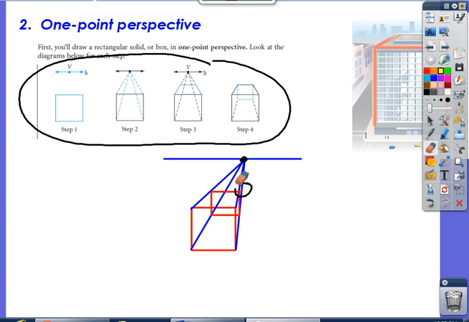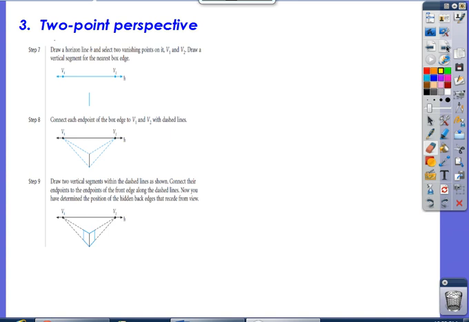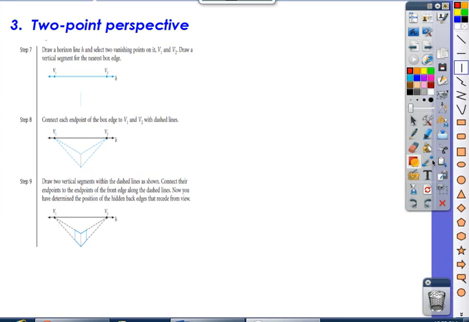So we'll move on to 2-point perspective. And 2-point perspective is a different way to draw than 1-point perspective. So again, we need to start with something, and the thing we start with here is a horizon line. So I draw my horizon line.